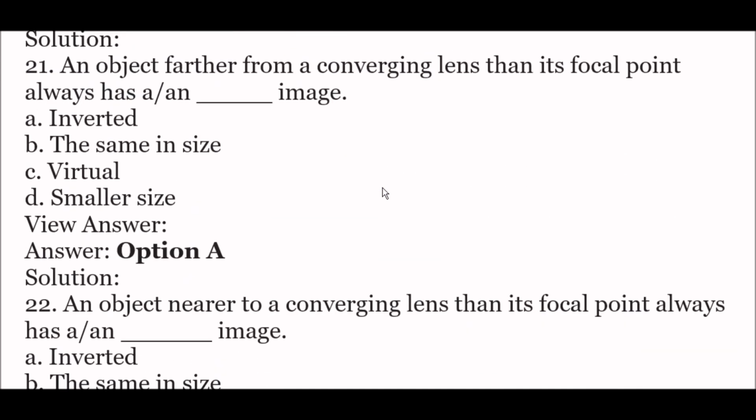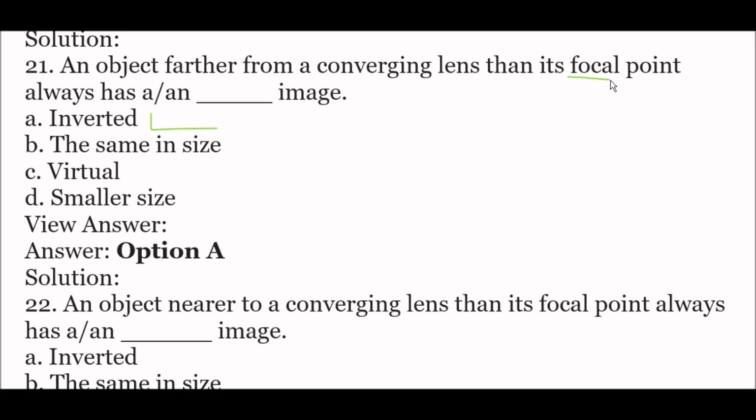Next question. An object further from a converging lens than its focal point always has a blank image. Option A inverted, option B the same in size, option C virtual, option D smaller size. Right answer here is option A inverted. An object further from a converging lens than its focal point always has an inverted image.